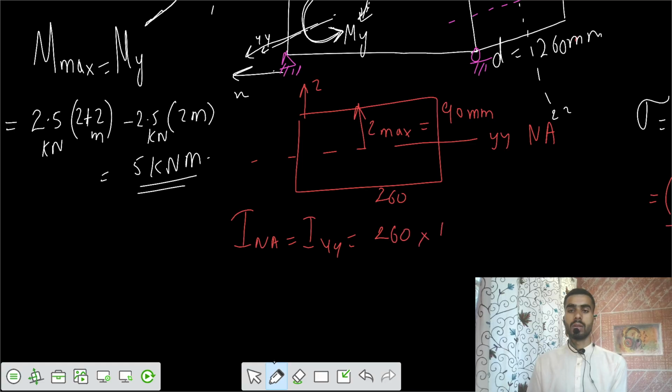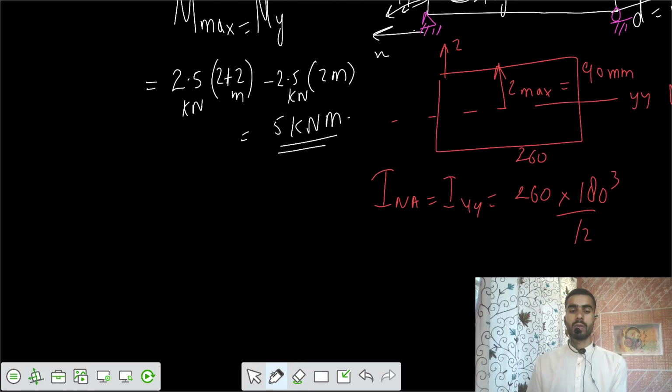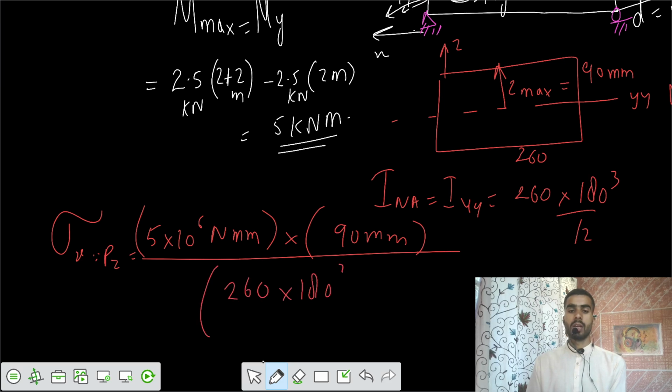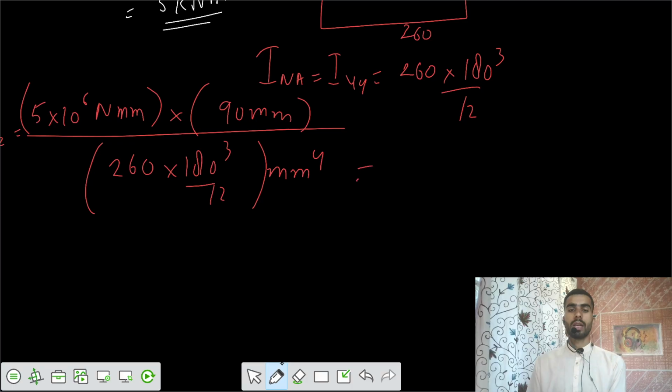b d cube by 12. So finally you substitute the values. So you substitute the values, that we can say sigma in x because of loading in z. So that is equal to 5 into 10 to the power 6 Newton mm. So this is your M, and y max would be equal to z max, 90 mm. Then after that Iyy equals 260 into 180 cube by 12 mm to the power 4, and you got a value of alpha, and you got this value as beta. Let's say this is the value of beta.